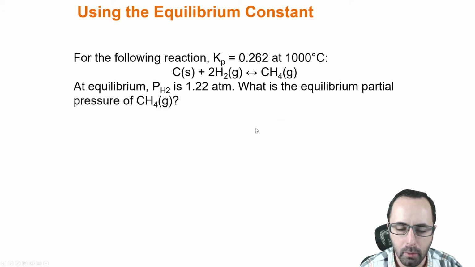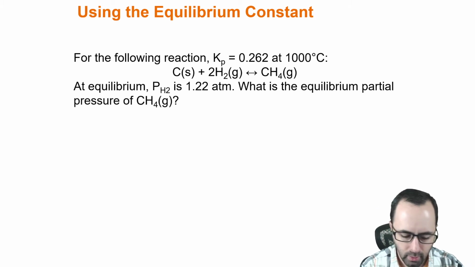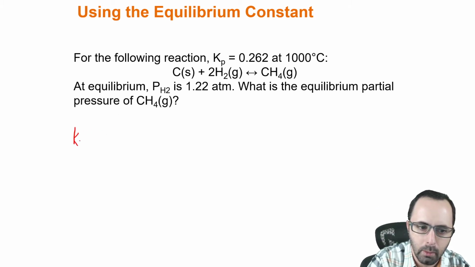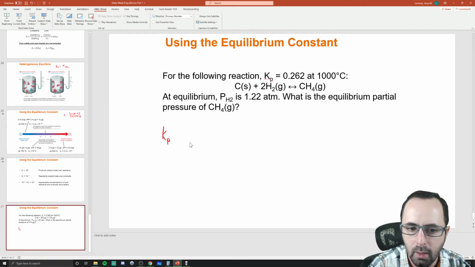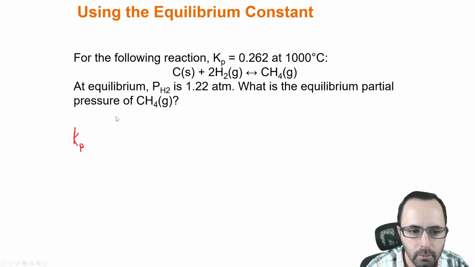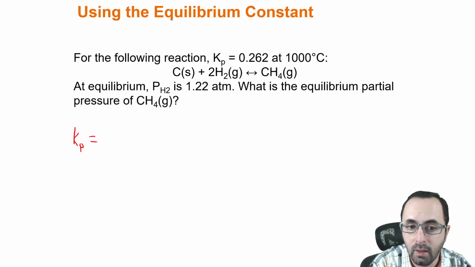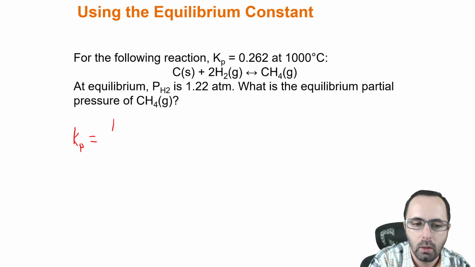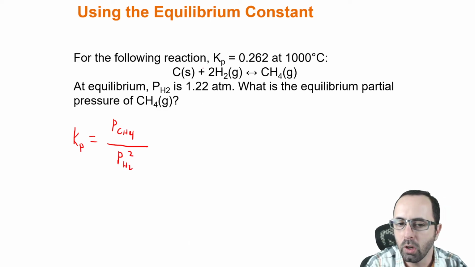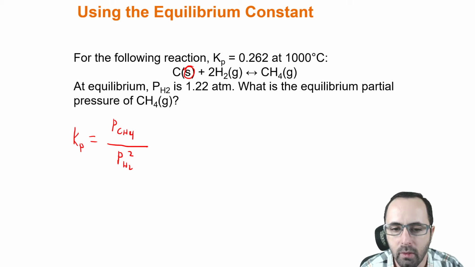methane? Well, first of all, we should write a Kp expression. So we write a Kp expression here. And notice here, the carbon is solid, so we're not going to include it. We're going to include the product pressure of the CH4, also called methane, and we're going to divide that by the pressure of the hydrogen squared. And we're not going to include the carbon because it's solid, so it's not included in the equilibrium constant expression.